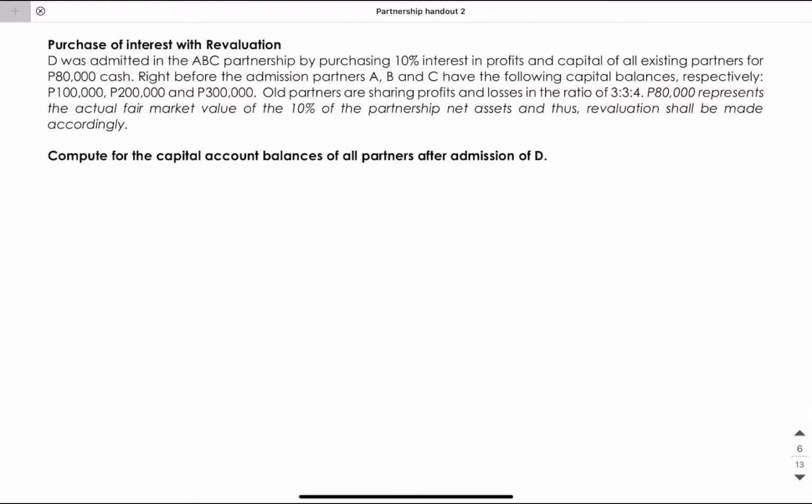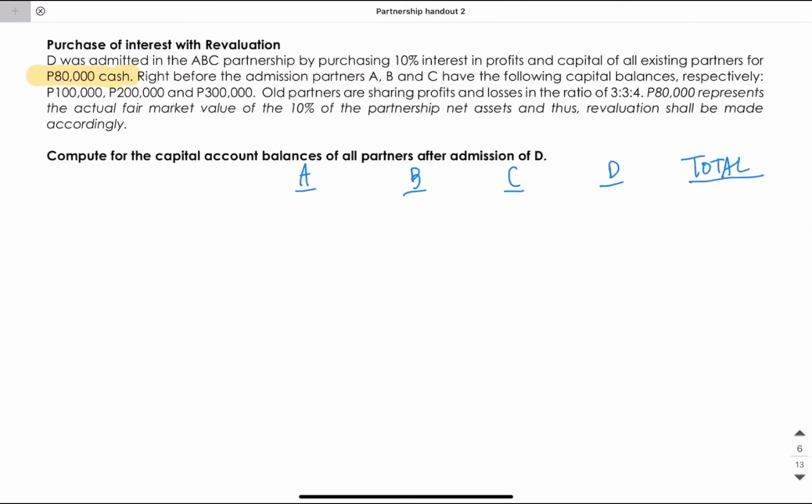80,000 represents the actual fair market value of the 10% of the partnership net assets, and thus revaluation shall be made accordingly. So in this particular problem, the 80,000 cash will be our basis in determining the actual fair market value of the partnership net assets. So to answer, let's determine again the partners' respective capital balances.